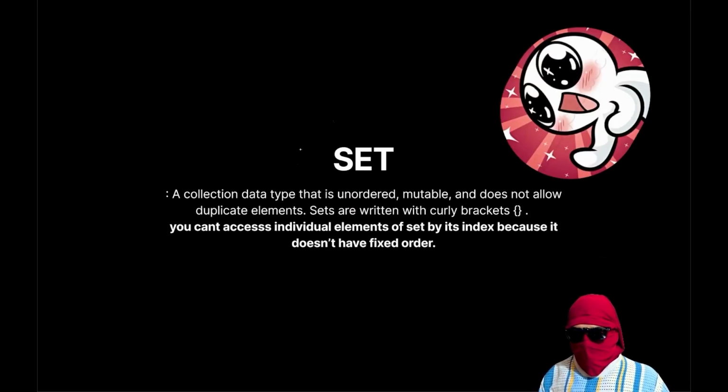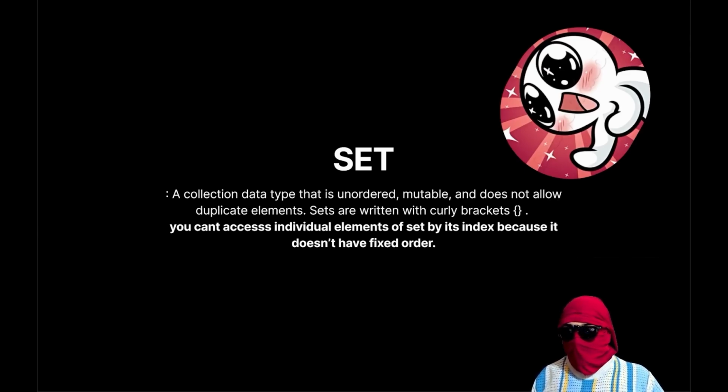Let's start with sets. A set is unordered. Unlike tuples and lists, a set is unordered, which means you cannot use indexes. And it's mutable, so unlike tuples, we can change, insert, or remove elements from a set. And unlike lists and tuples, you cannot add duplicate elements.